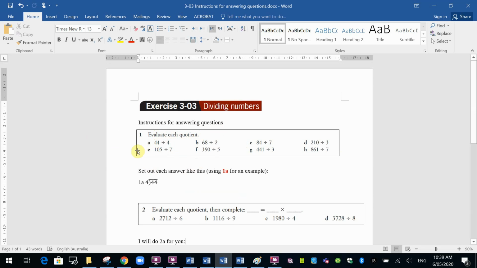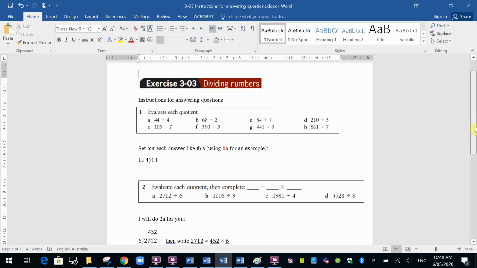So in question 1, we have all these dividing questions and you need to set them out looking like this. So I've done 44 divided by 4, and the dividing sign on the outside is what it's divided by. So divided by 4, where 4 goes on the outside, and the 44 goes on the inside. So that's how you set out each one. Now with some of these other ones, I'm going to quickly show you how I would do dividing, and I'm going to take one of these and do it live.